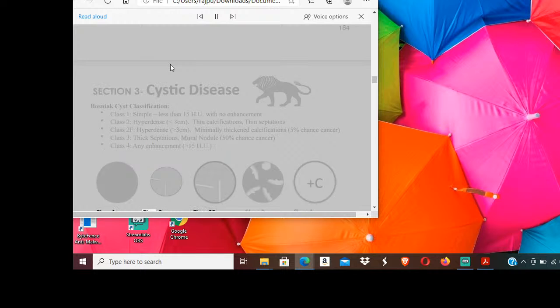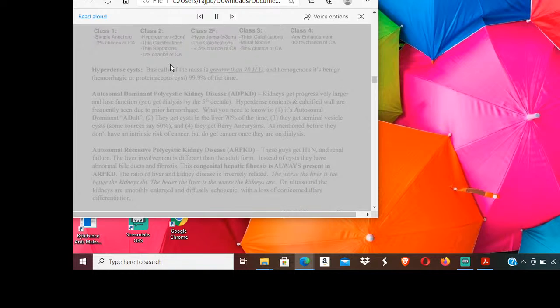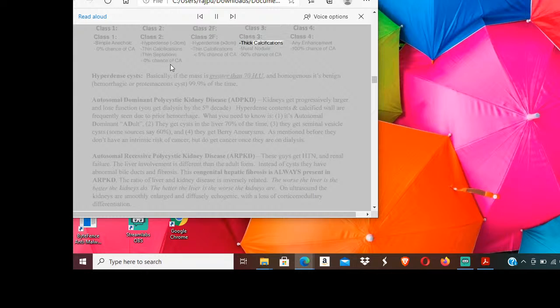On ultrasound and CT: Class 1, simple, anechoic. Class 2, hyperdense, less than 3 cm, thin calcifications. Class 2F, hyperdense, greater than 3 cm, 0% chance of CA. Class 3, thick calcifications, mural nodule, thin septations, 5% to 50% chance of CA. Class 4, any enhancement, 100% chance of CA.